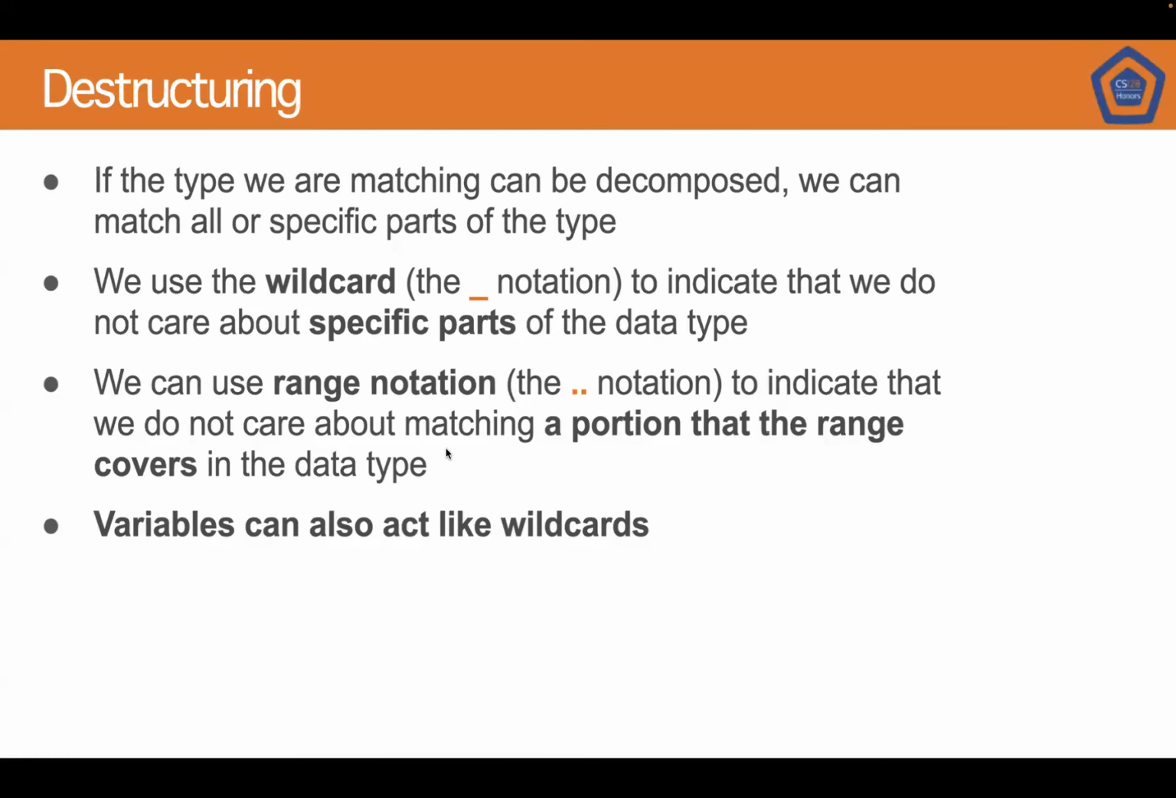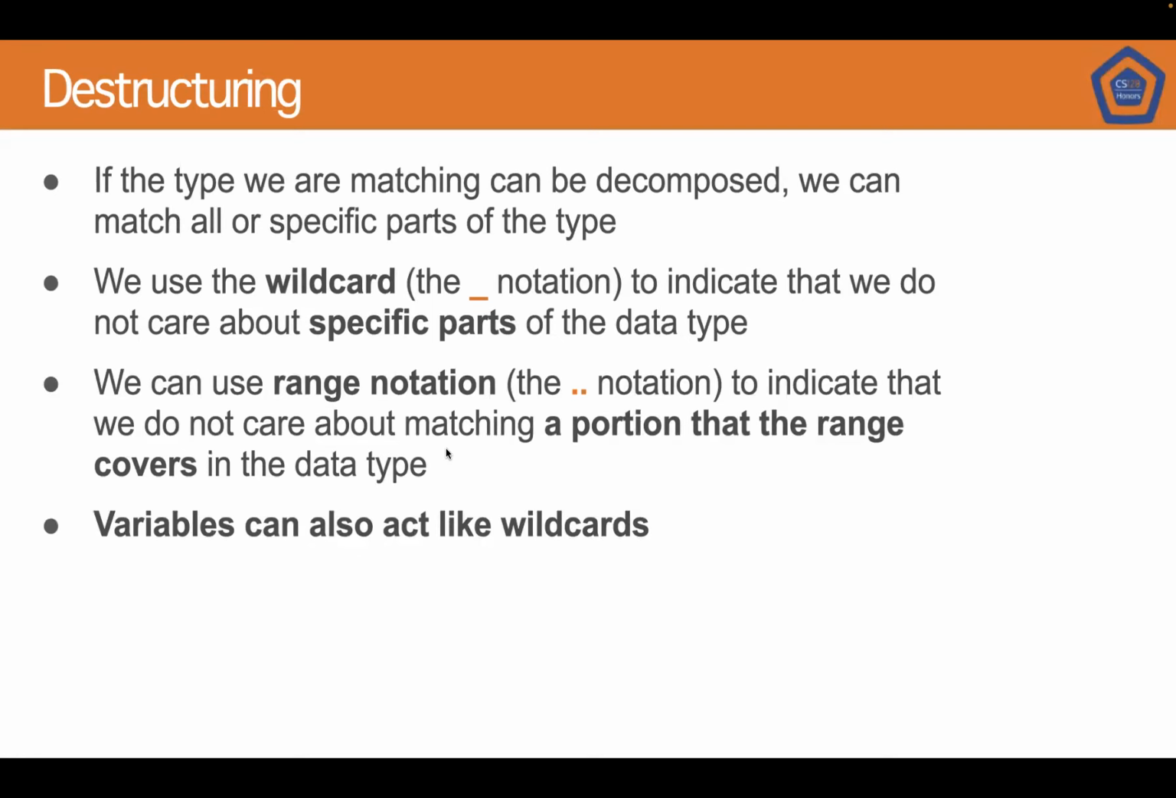Okay, now we're going to talk about one of the more advanced features of match statements called destructuring. If the type we are matching can be decomposed, so things like tuples, then we can pick and choose specific parts of that type to match. We can use the wildcard, the underscore, to indicate which parts of the data type we don't care about matching. So we do not care about what is in that part of the data type. We only care about what's in the other parts.